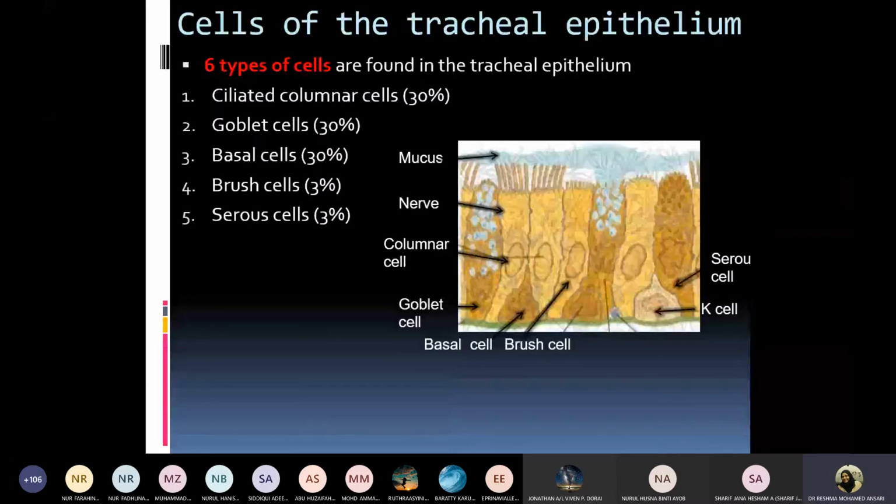So what forms the cells of the tracheal epithelium? I think we already saw the ciliated columnar cells in your nasal mucosa. We saw the goblet cells also in your nasal mucosa. The basal cells are stem cells, present in the nasal mucosa. Brush cells are basically the general sensation cells. The additional cells are serous cells. So trachea is an area where you not only have mucus secretion, but also serous secretion.